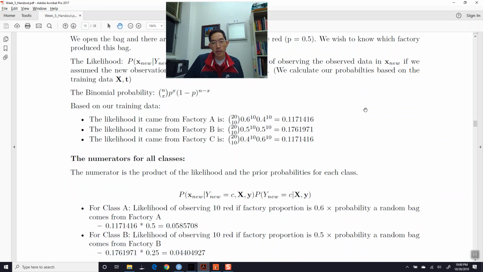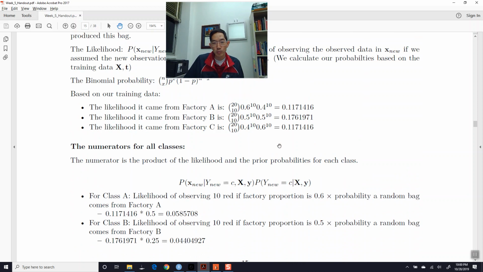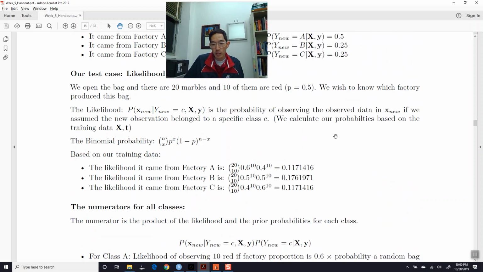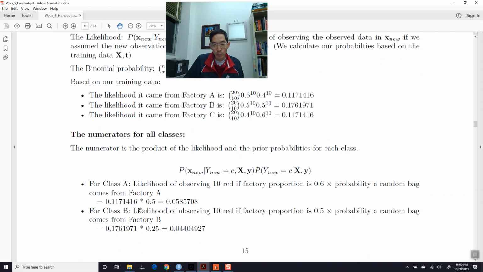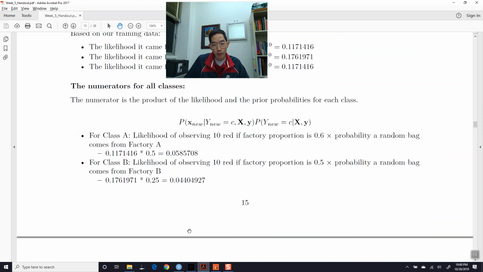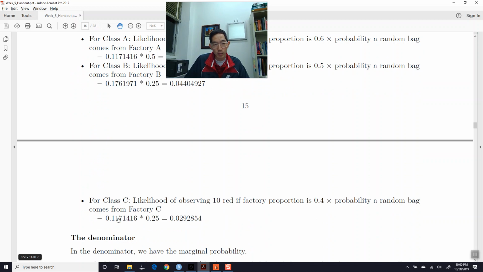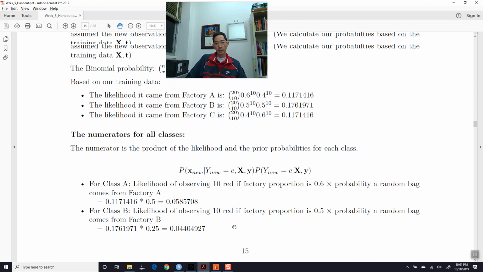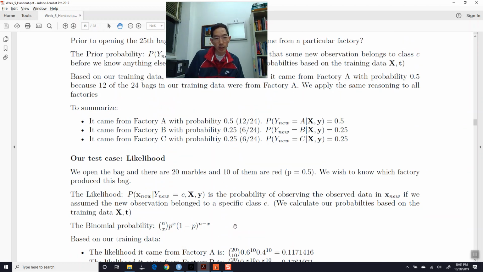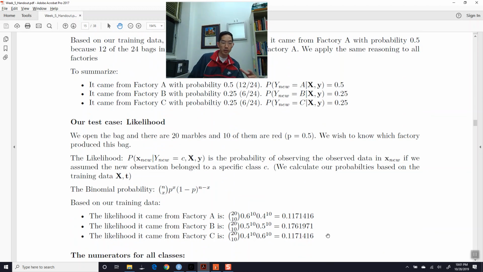And so what we're going to do is just multiply this number, 0.117, times the prior probability of 0.5. Okay, so we do 0.117 times 0.5, and we get 0.0585. We do it for class B, 0.176 times 0.25, and we get 0.044. We do it for class C, 0.117 times 0.25, and we get 0.029. Okay, so we are taking the two aspects.